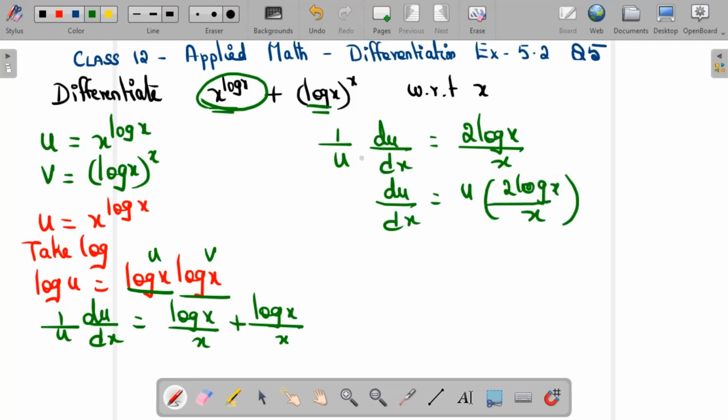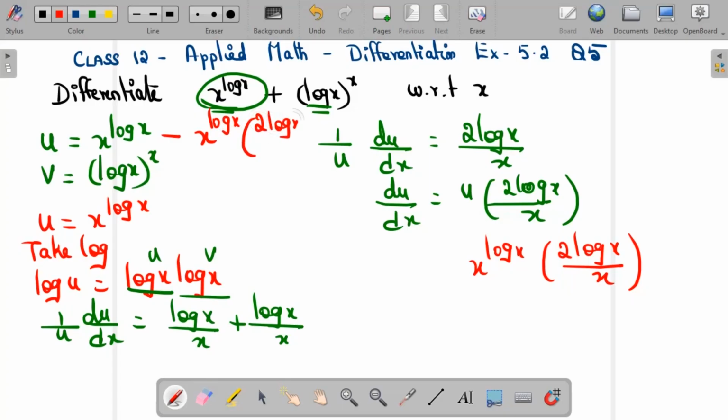Now I'm going to replace u with the expression that is needed. So this is going to be x power log x into 2 log x by x. So that is the differentiation of this particular term. So I'm going to note it here separately. X power log x into 2 log x by x.